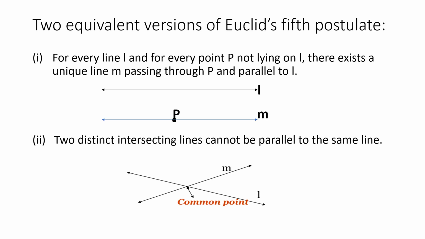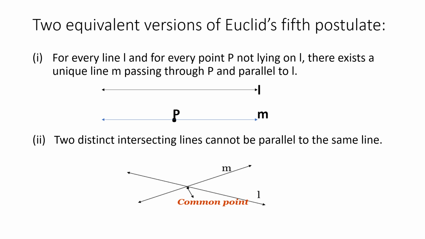Now the two equivalent versions of Euclid's fifth postulate follow from the Euclid's fifth postulate. First one says that for every line L and for every point P not lying on L, there exists a unique line M passing through P and parallel to L. It is obvious from the diagram that L is any line, P is a point which is not on L, then a line M will pass through P such that L and M are parallel.